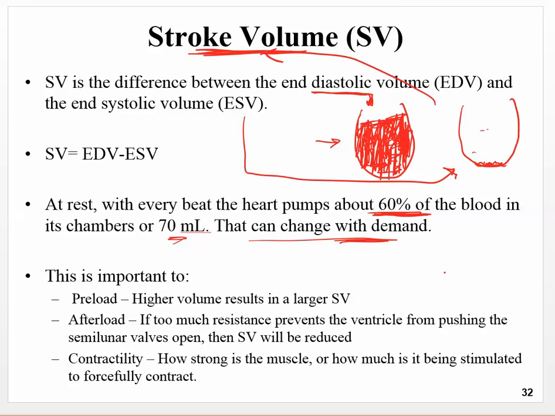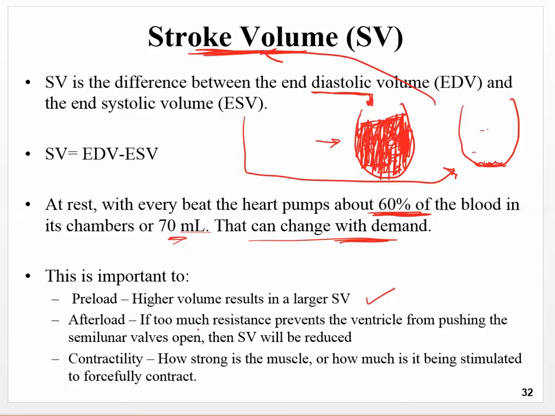All right. So this is important to preload. Higher volume results, usually in a healthy heart, in a larger stroke volume. So if you have more blood that moves in, if the heart is healthy, it squeezes just right, and it's going to squeeze a larger amount of blood out.